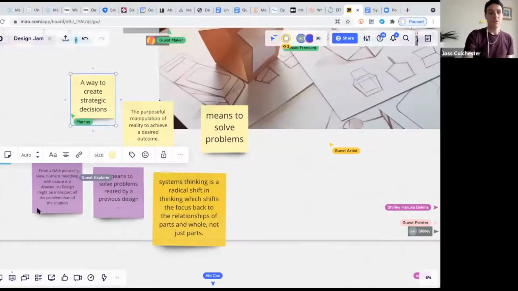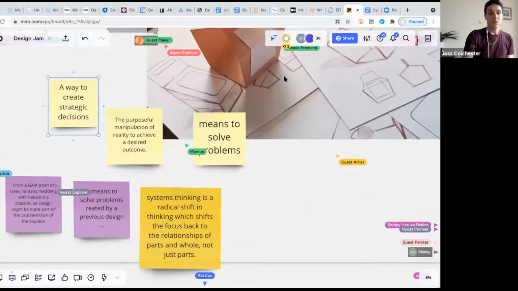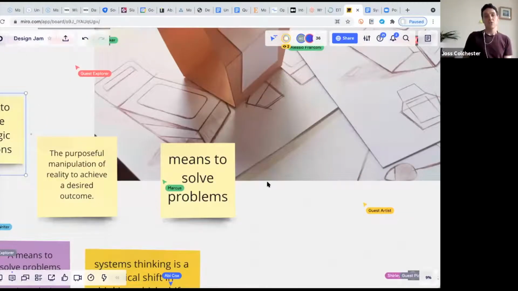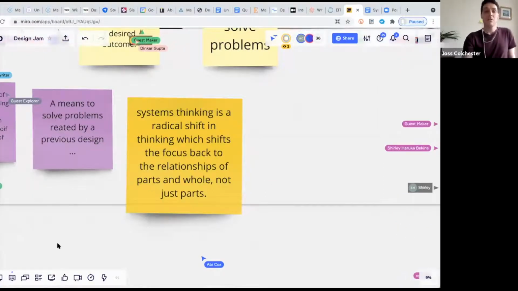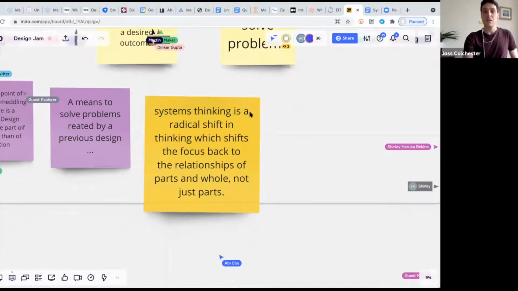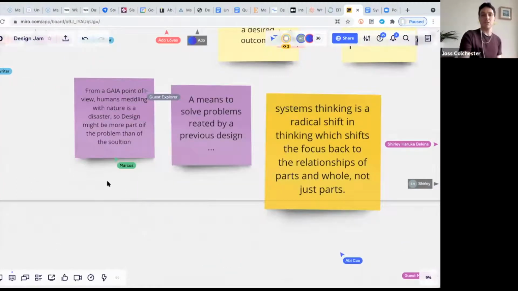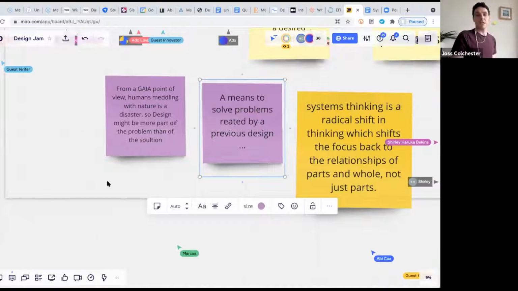Okay, so it means to solving problems. Systems thinking is a radical shift in thinking, which shifts the focus back to the relationships of parts and whole, not just the parts. Okay, we're going to be talking about systems thinking later on. We're just talking about design here. So it's a means to solve problems created by a previous design.